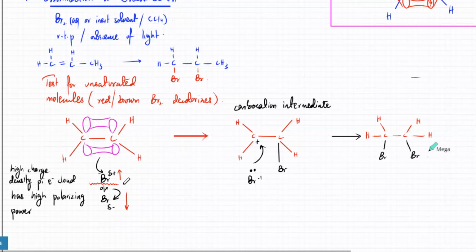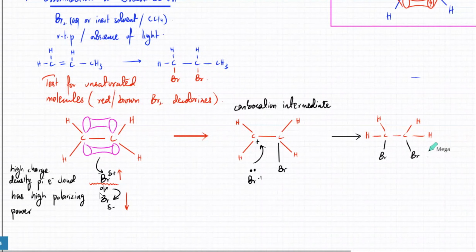Sir, I have a question. Yes. Sir, one Br is negative and the other one is positive. So actually the Br is getting all the p orbitals towards itself. Is this so? This Br? No, sir, the second step, the carbocation intermediate one.